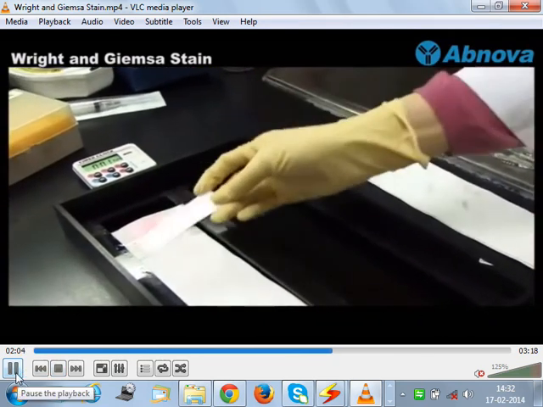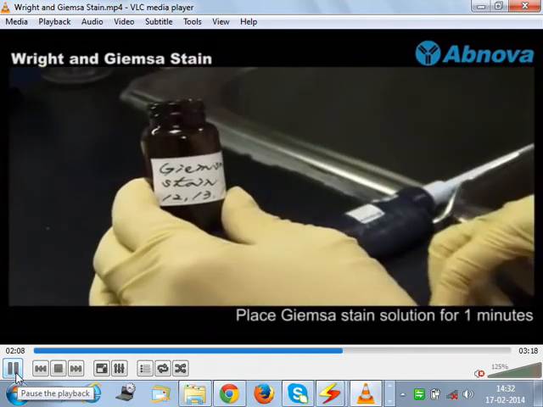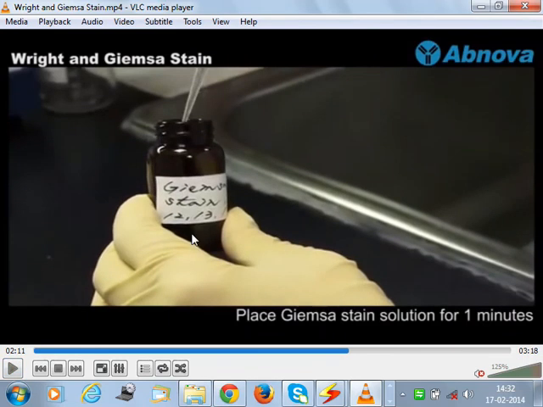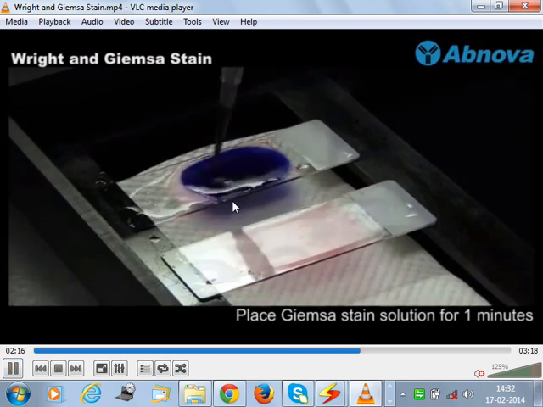You won't be doing all this. Just take the slide and keep it to dry. Again you see another stain written here. What is it? Giemsa stain. Don't worry about this. Again we won't be doing this. Not required for you. You can just have a look to see how the stain is added.